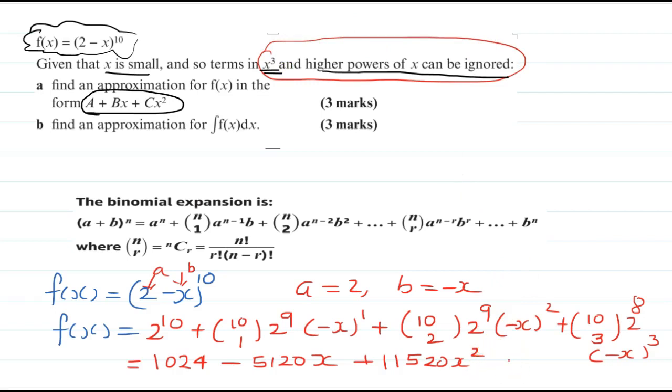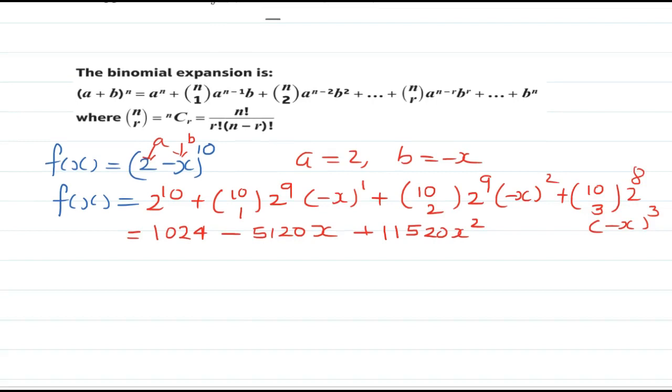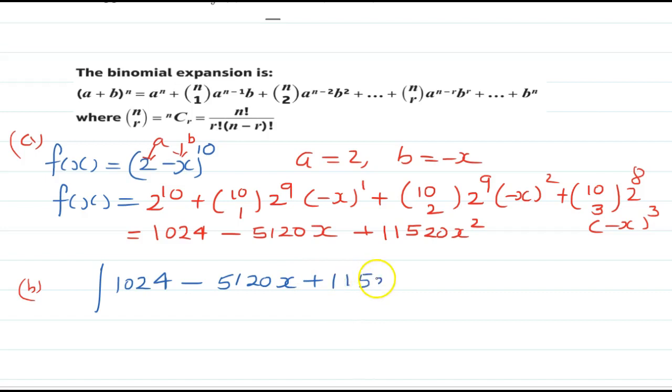Okay. Now we need to integrate this. So how are we going to integrate? See here, that is part b. So this was our part a. Now part b is the integration of 1024 minus 5120x plus 11520x squared, and we need to integrate this here.